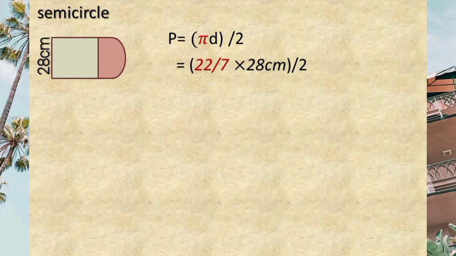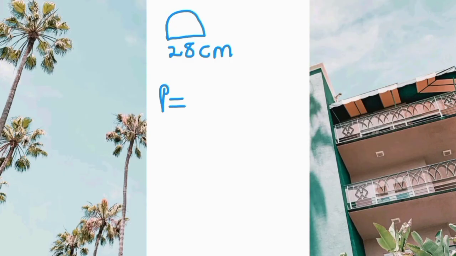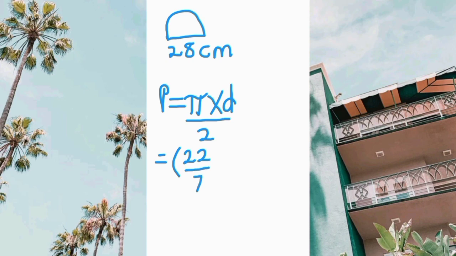So now we're going to say our pi, 22/7, times our diameter, 28 centimeters. Our diameter is 28 centimeters because these 2 sides of the rectangle are equal. Now let's work out the perimeter of this semicircle. So our formula is pi times diameter divided by 2. So now we're going to put our 22/7, which is our pi, into brackets, times our 28 centimeters. And we're going to leave our division sign and our 2 outside.